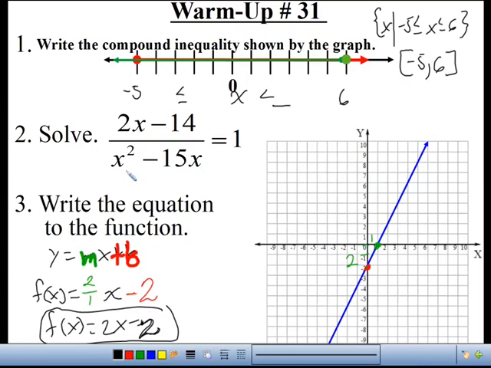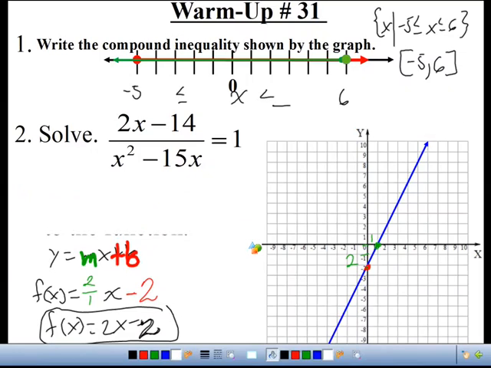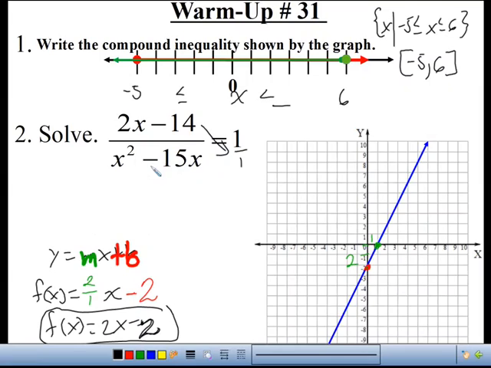All right, let's go with this last one, number 2. Let me make some space right here. This is a rational function because it's got a fraction there. But question, is it a proportion? Let's find out. Is it a fraction equal to another fraction? Yes, we can write this over 1, which means we can cross multiply. So that means 2x minus 14 equals, cross multiply, x squared minus 15x.